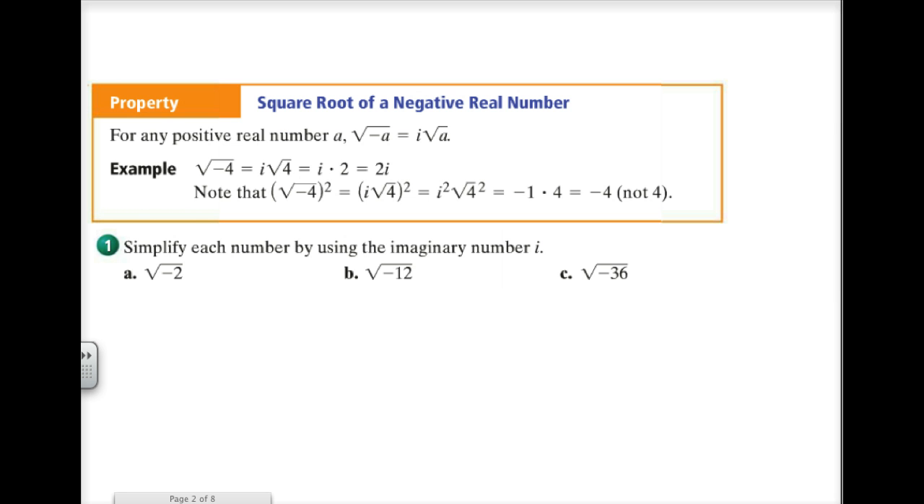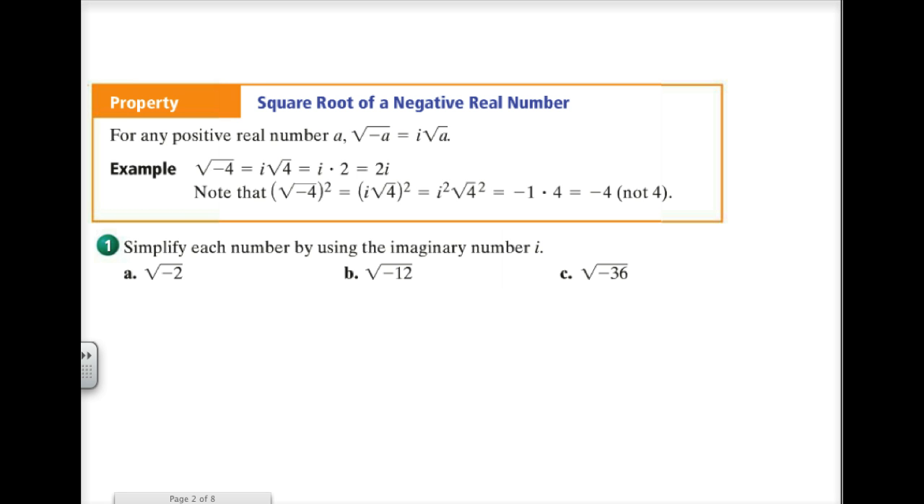So here's the square root of a negative real number. For any positive real number a, the square root of -a is equal to i square root a, i standing for imaginary. In this example, the square root of -4 is equal to i square root 4. That i tells you that there was a negative inside the square root, or the radical. So you take the square root of 4, which gives you 2. Then I multiply i times 2, and I rewrite it as if there were a variable with a coefficient, so it would really be read 2i.